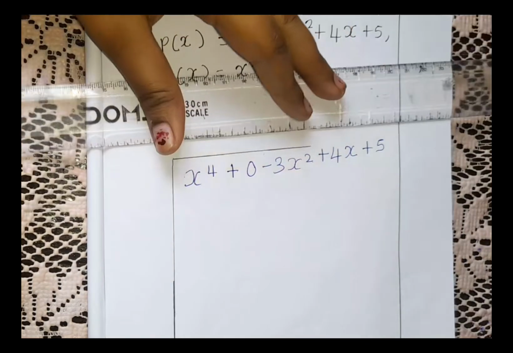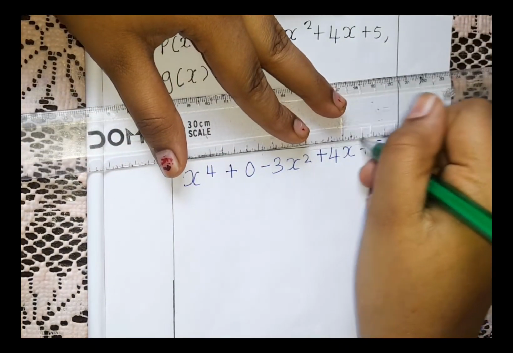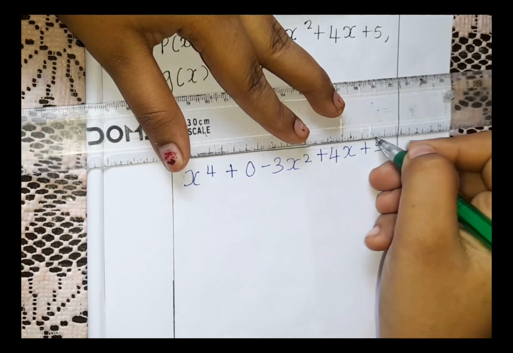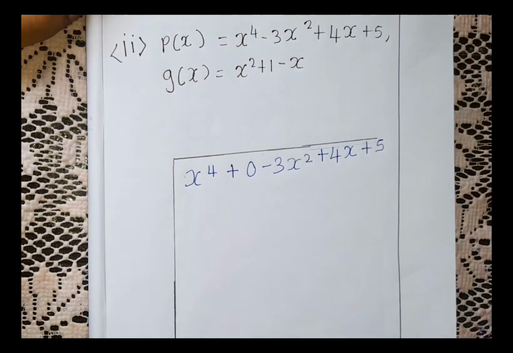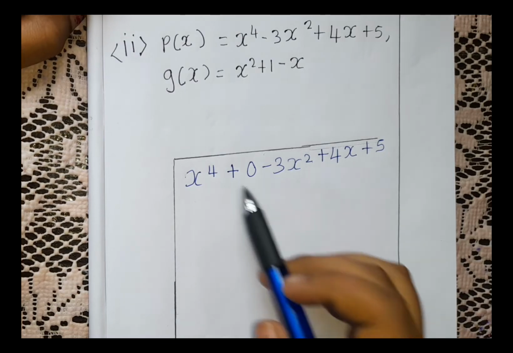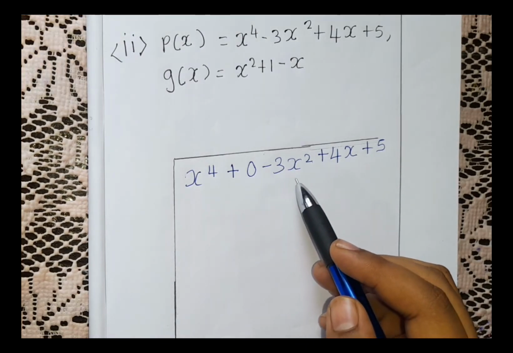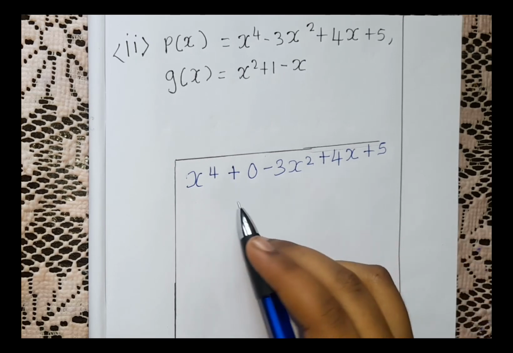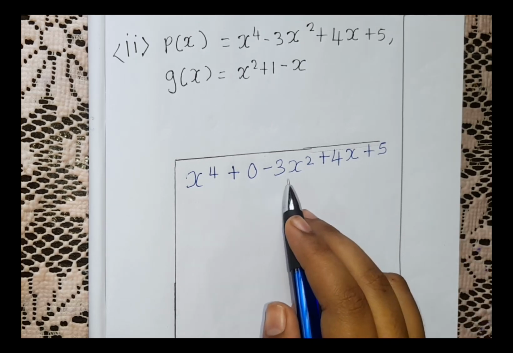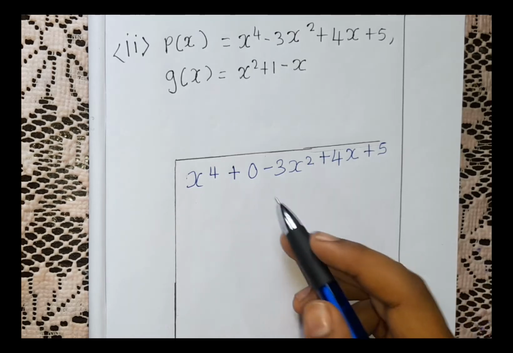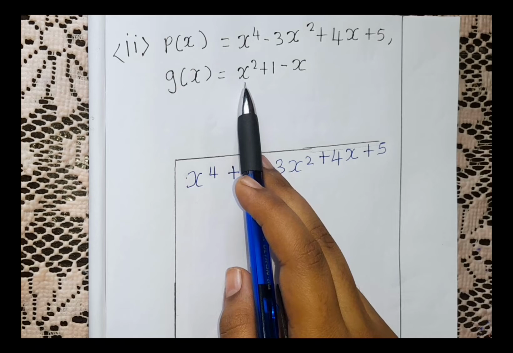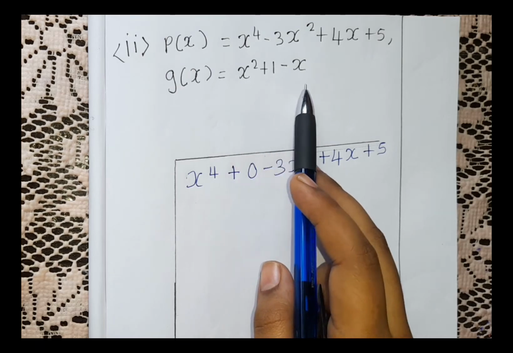Let me just extend the line. So now we got x power 4 plus 0 minus 3x square minus 4x plus 5. Here we don't have a cube value for x, so I just put 0, because this is the rule. And now I'm going to write x square plus 1 minus x.